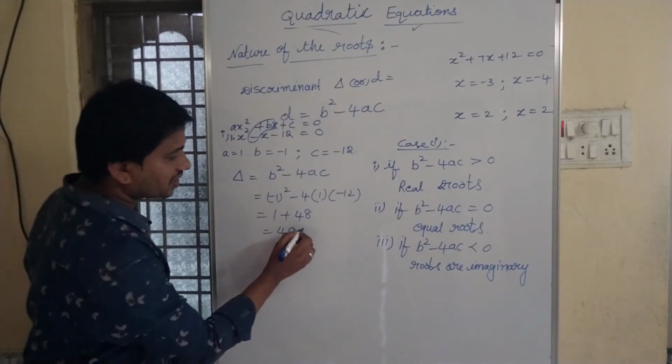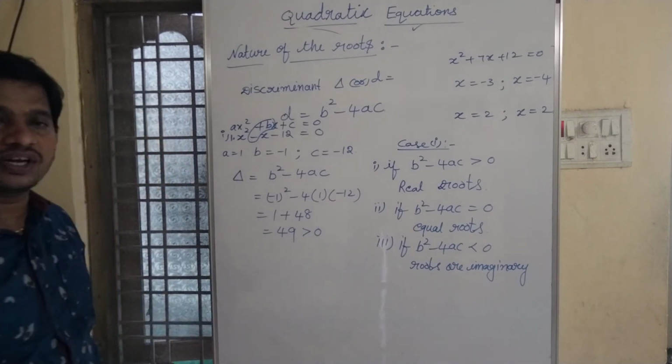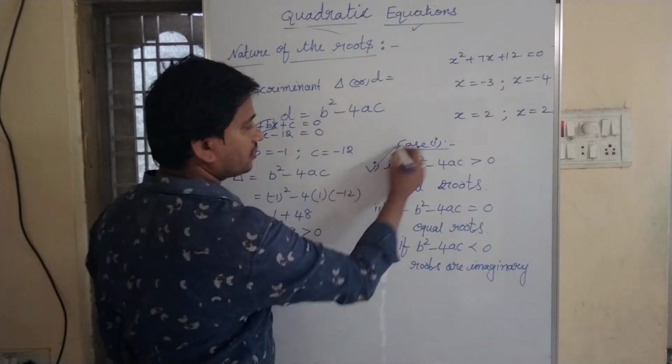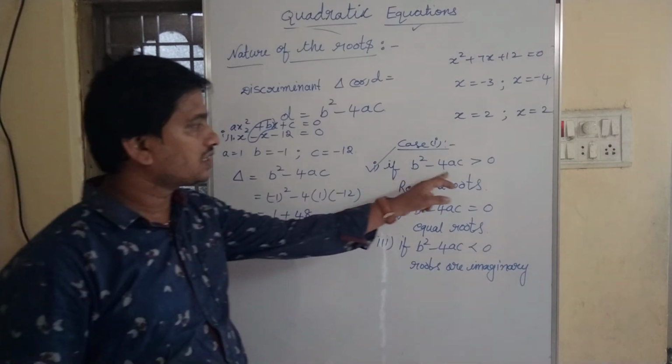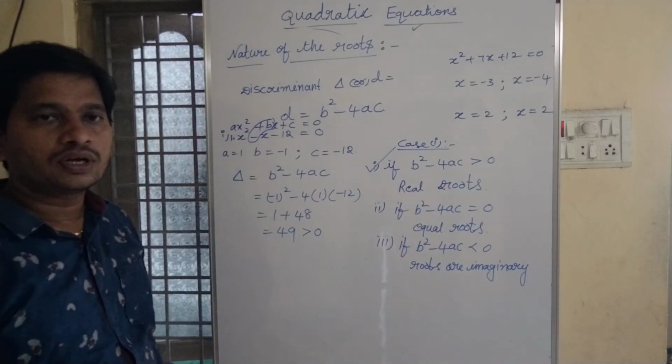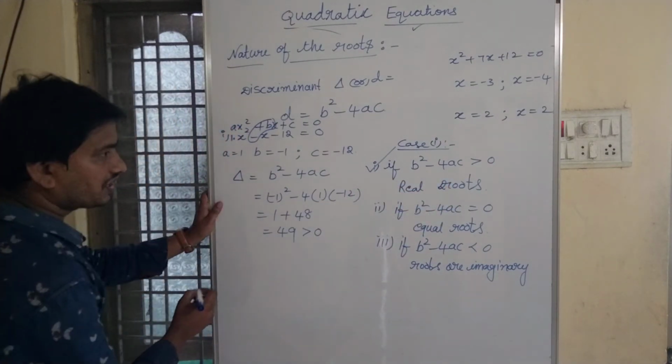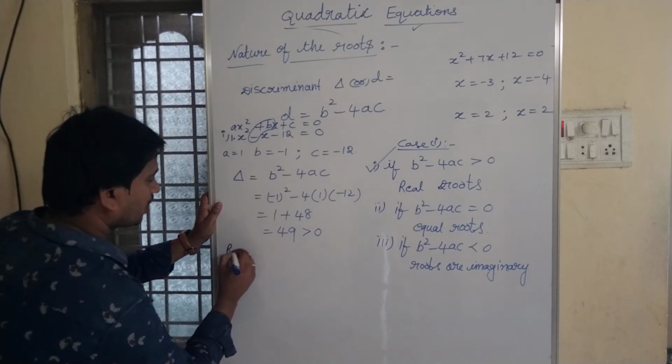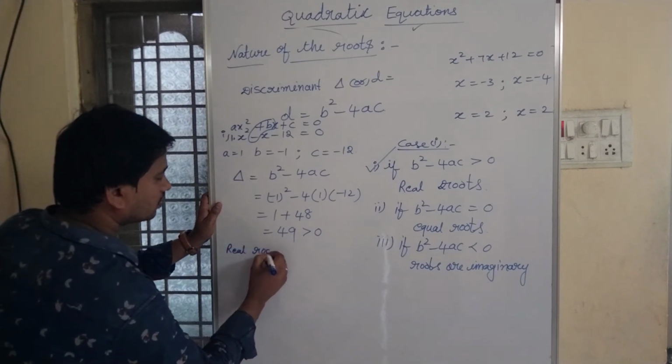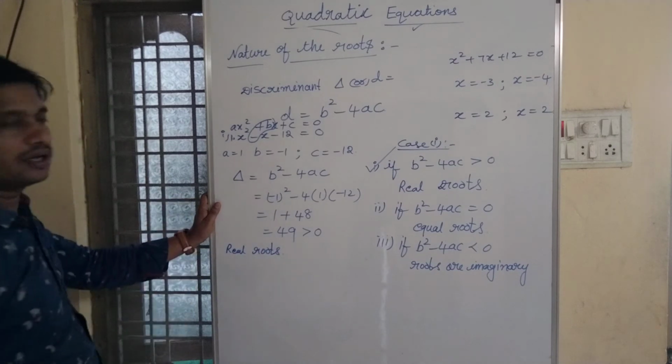Is 49 greater than 0? Yes, of course 49 is greater than 0. Condition 1, b square minus 4ac is greater than 0. Then what will we get, children? Here, what is the nature of the roots? They are real roots.